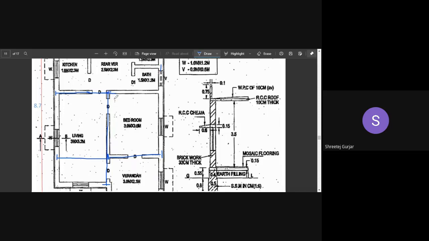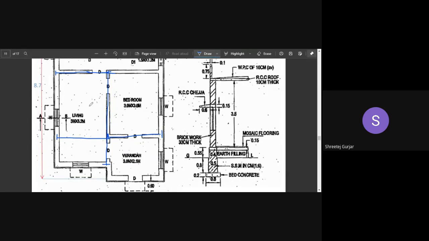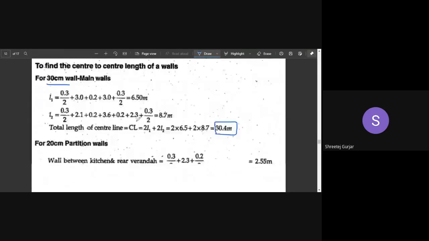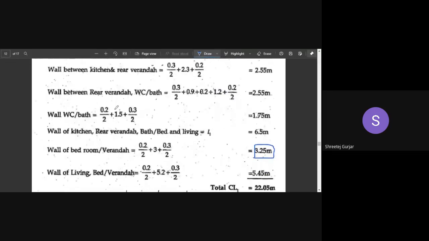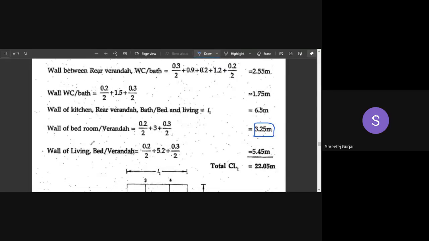Okay, so that is the wall between bedroom and your living room, right? Bedroom, veranda, and living room. So let us just look into bedroom, veranda, and living. So this is the wall which we are talking about, right? And this is your center to center length. Okay, so this is your length and this is your width, the length and your breadth.